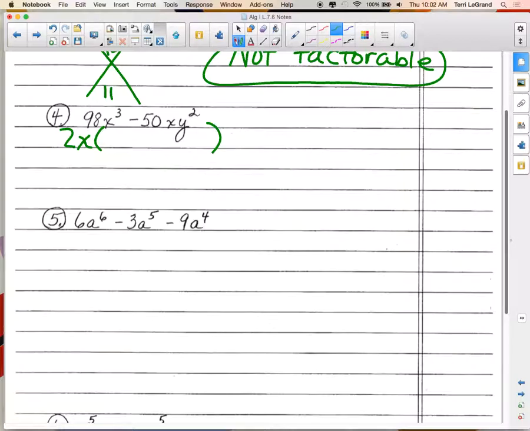Anybody know what 98 divided by 2 is? 49. x cubed divided by x? x squared. So 49x squared. Subtract 50 divided by 2? 25. x divided by x? They're gone, right? So we have 25y squared.